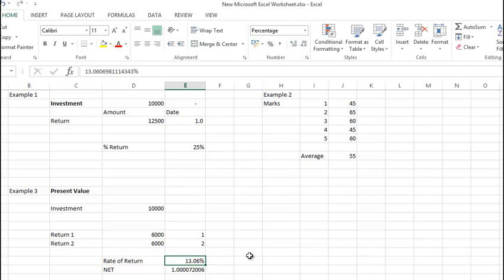So this is how you use goal seek. Goal seek has many applications, in a very simple formula application or in very complicated scenarios as well.